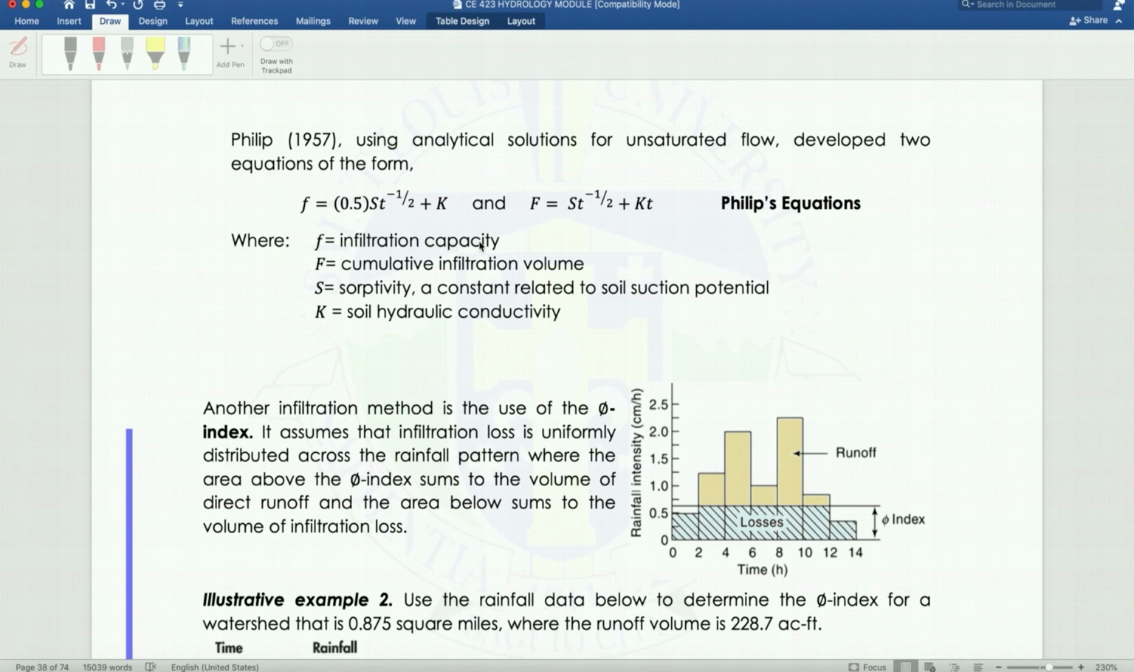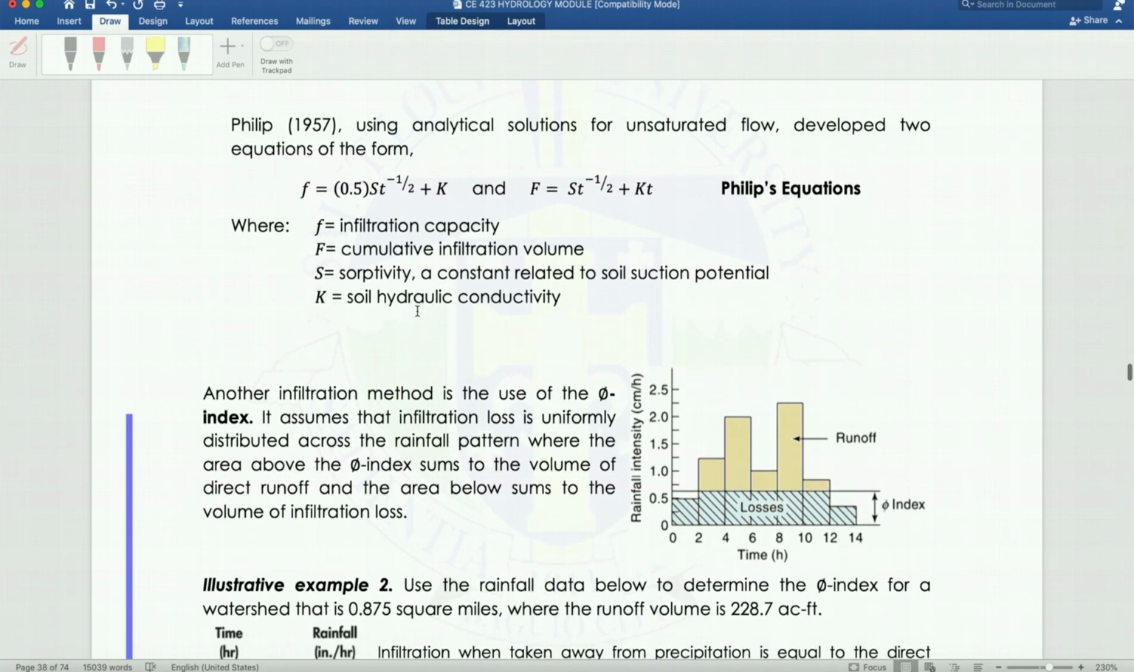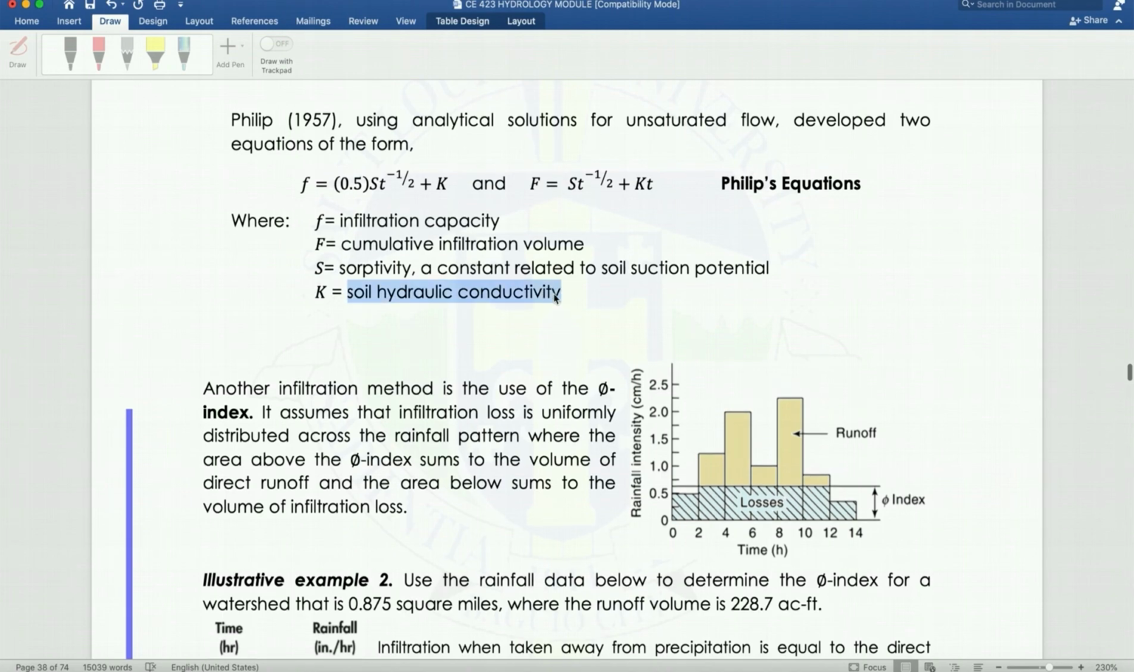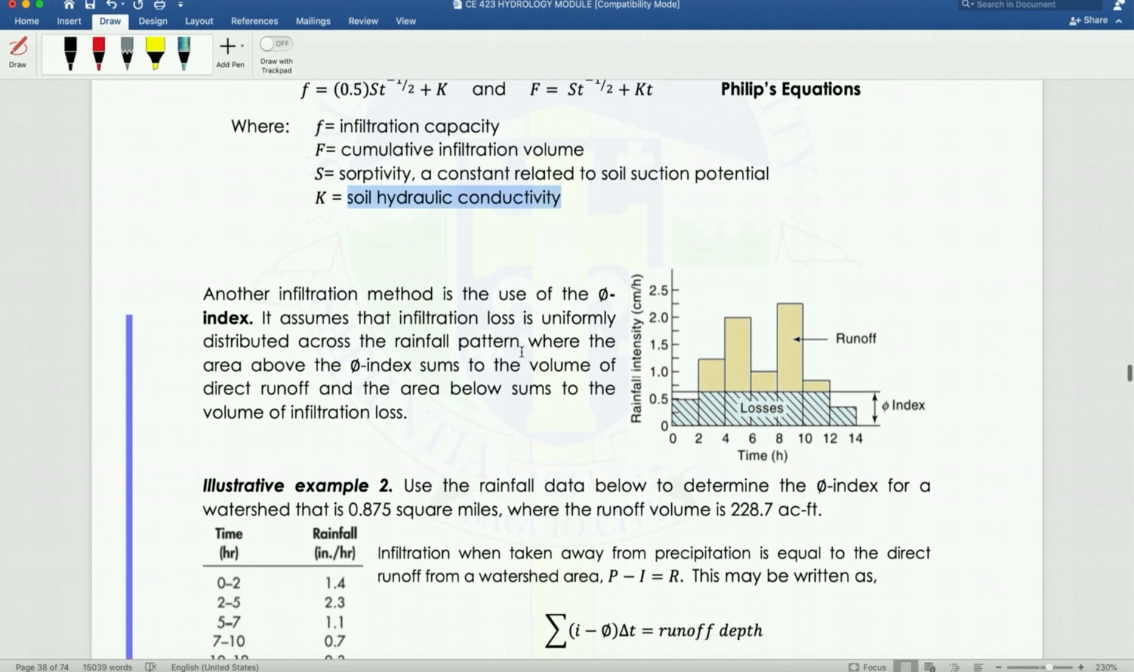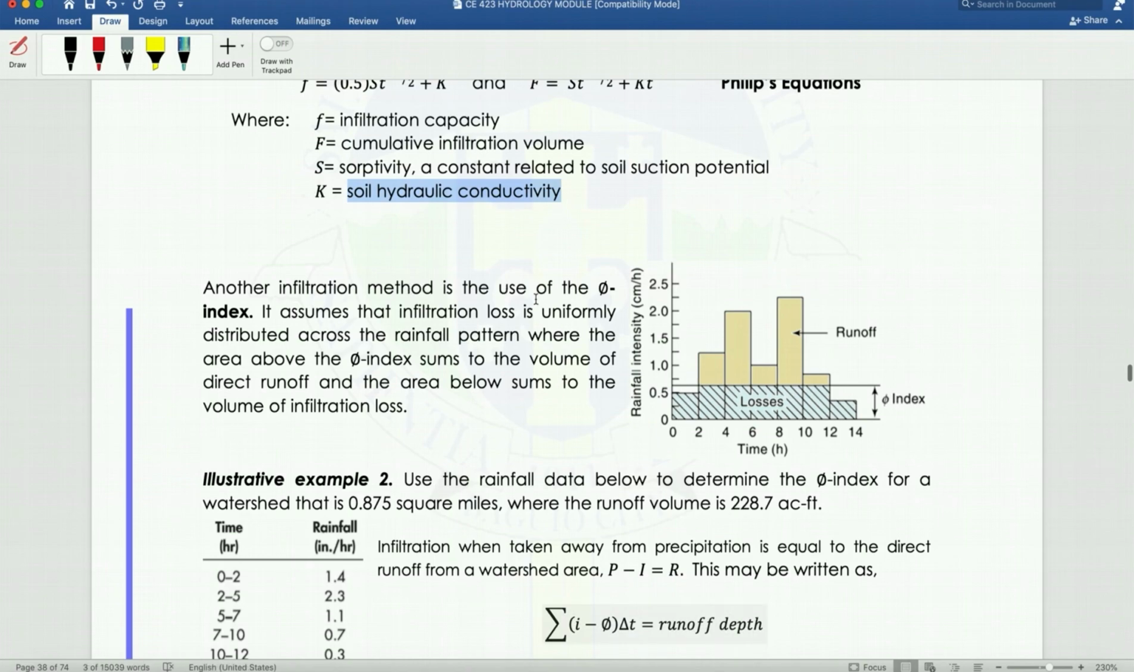Where f is the infiltration capacity, F is the cumulative infiltration volume, S is sorptivity, a constant related to soil suction potential, and K is soil hydraulic conductivity. So another infiltration method is the use of the phi index. It assumes that infiltration loss is uniformly distributed across the rainfall pattern, where the area above the phi index sums to the volume of direct runoff, and the area below sums to the volume of infiltration.